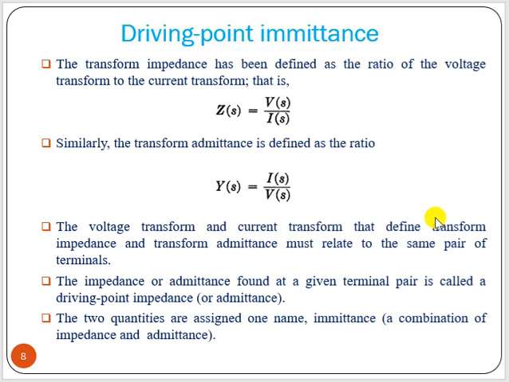Now driving point immittance. What is that? The driving point impedance, the transform impedance, has been defined as the ratio of the voltage transform to the current transform.